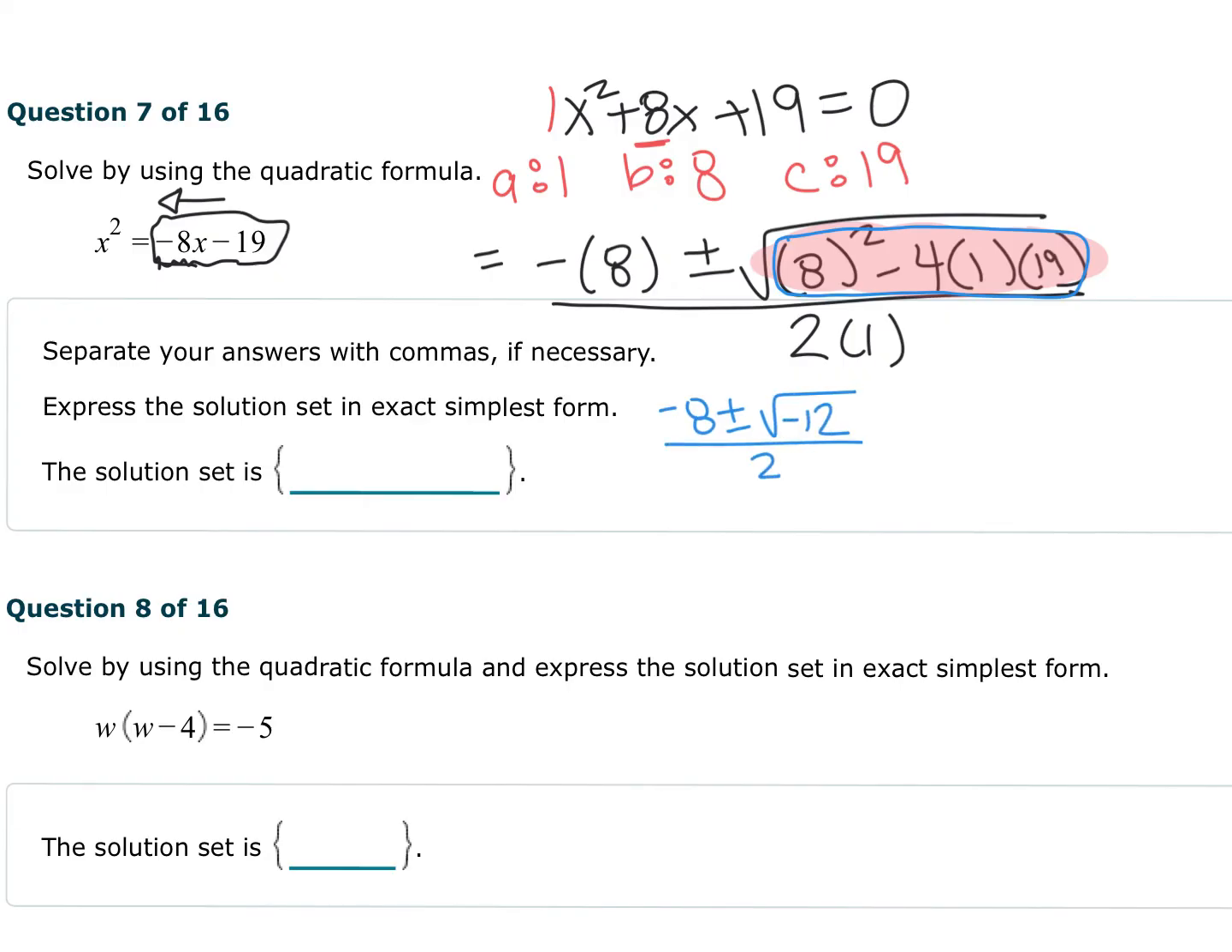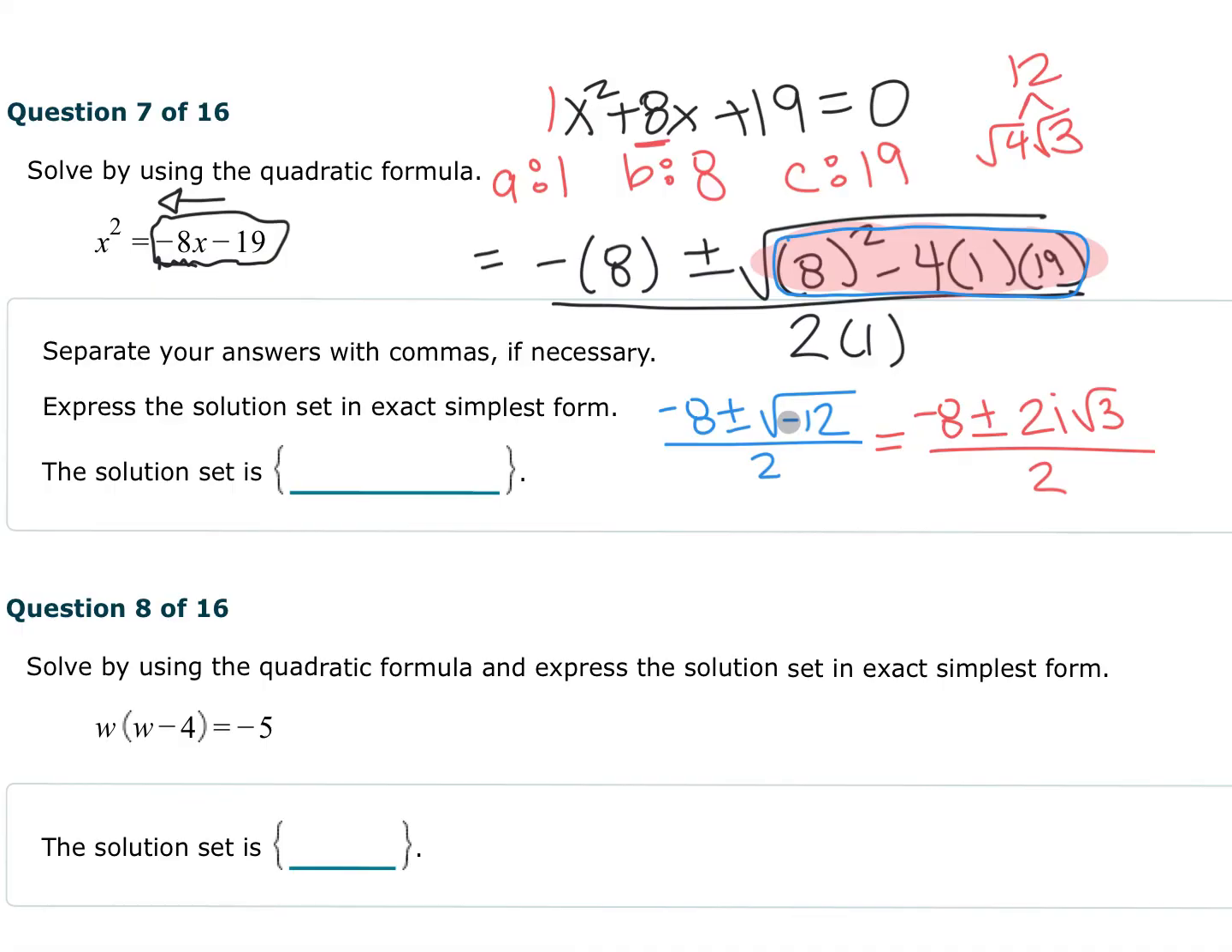Okay, now this becomes really crazy because I have a negative inside of my square root, which means I'm going to have an i. Also, I can reduce the square root of 12 because that's 4 times 3, and so there is a perfect square of 4 inside of 12. And so this is actually going to become 2i square root of 3 over 2. So what happened was the 12 factors to 4 times 3. I know the square root of 4 is 2, and then I would have the square root of 3 remaining.